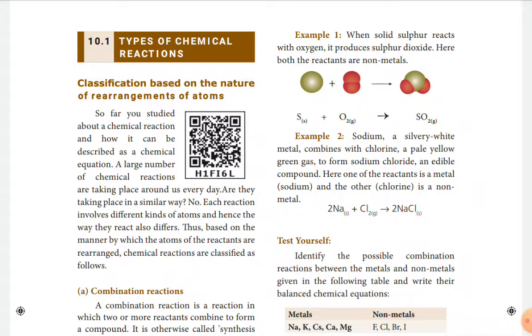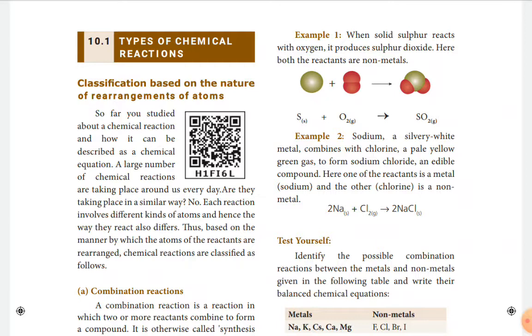How to balance? You have to count and compare the number of atoms of each element on the left-hand side and the right-hand side of the arrow. Check whether the number of atoms of each element is the same on both sides. If yes, then the equation is balanced. If not, then the equation is unbalanced. That is called a skeletal equation, because the mass is not the same on both sides of the equation.